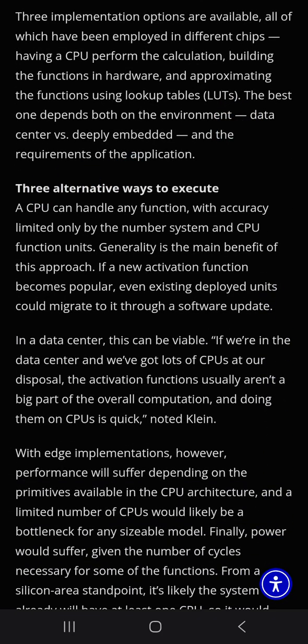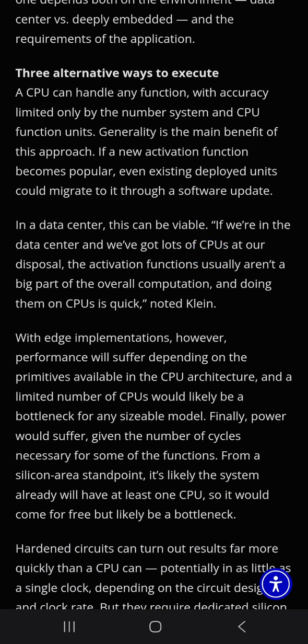Three alternative ways to execute. A CPU can handle any function with accuracy, limited only by the number system and the CPU's functional units. Generality is the main benefit of this approach. If a new activation function becomes popular, even existing deployed units could migrate to it through a software update. In a data center, this can be viable.